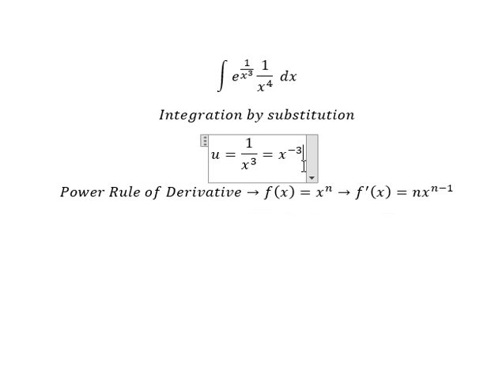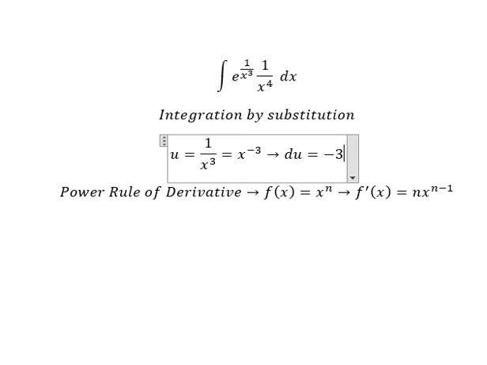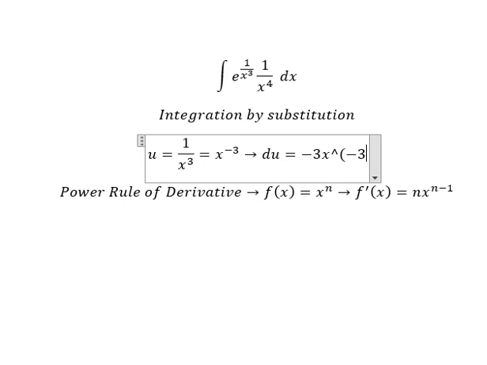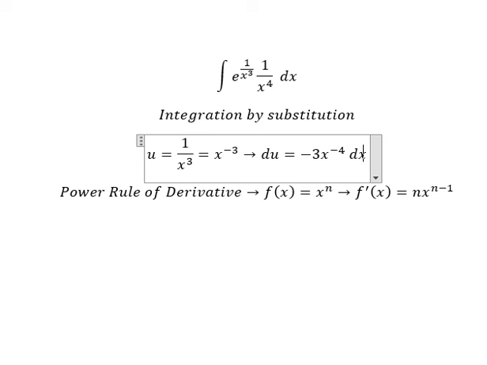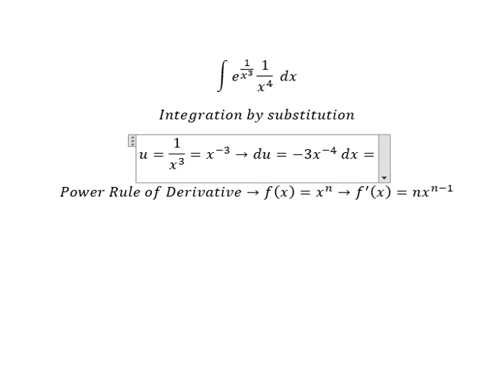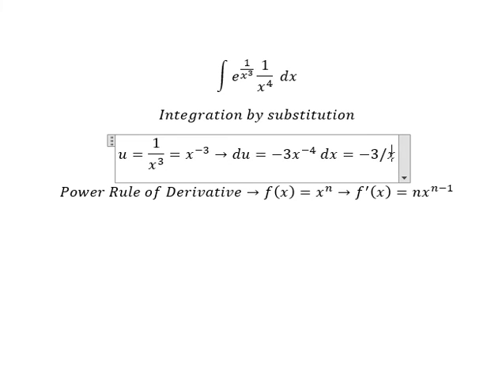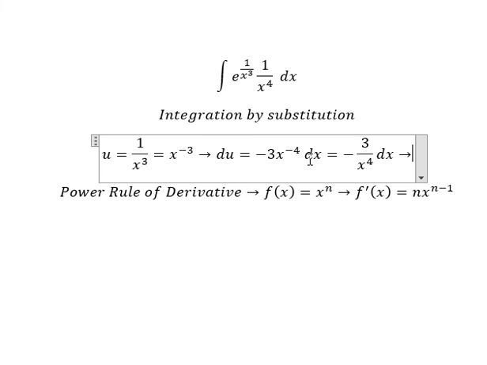Now we can apply the formula for s to the power of negative 3, and we have du equals negative 3 s to the power of negative 3 minus 1. We have negative 4. And this one we have negative 3 over s to the power of 4 ds. Because we don't have negative 3, we divide both sides by negative 3.